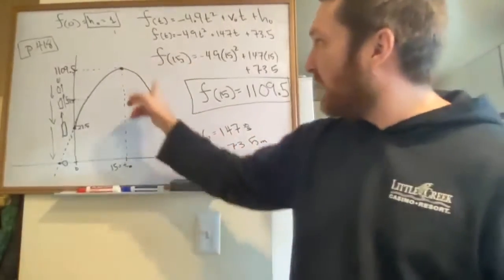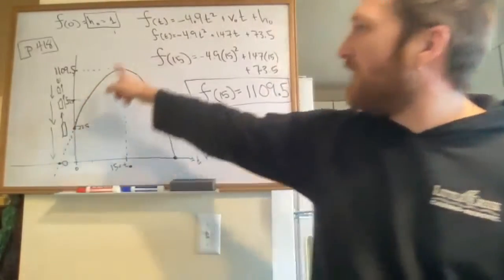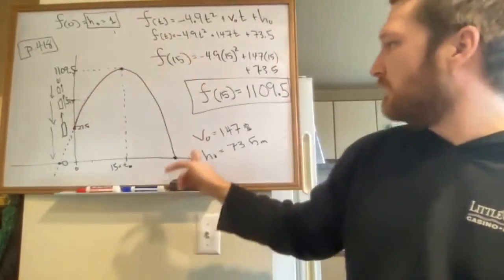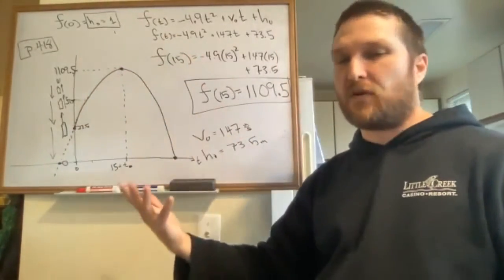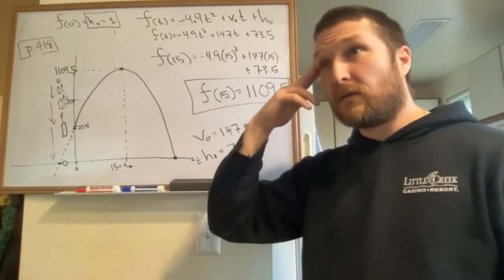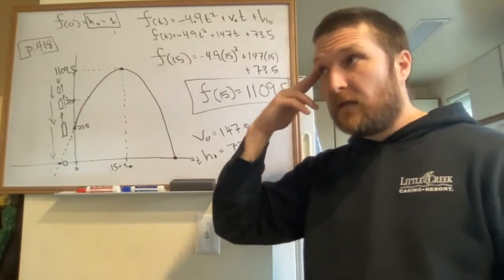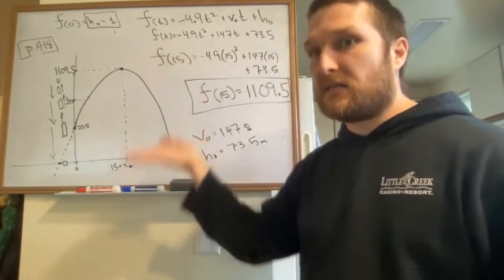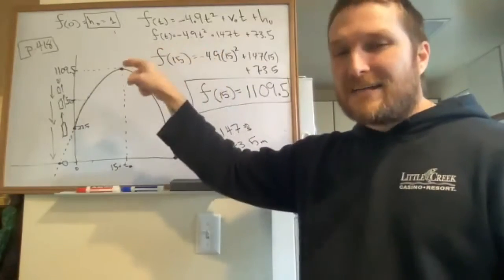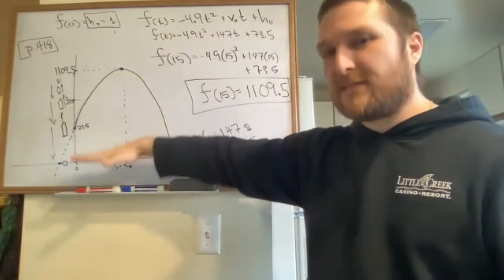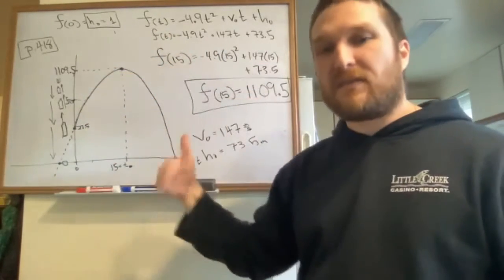Like, I could see, okay, it's asking me for when the output value is 0. So that's what that means. When does it hit the ground? Wait, when? Okay, so they're asking for a time. Hit the ground means the height is 0. Set the height, or the output, equal to 0 and find the time.